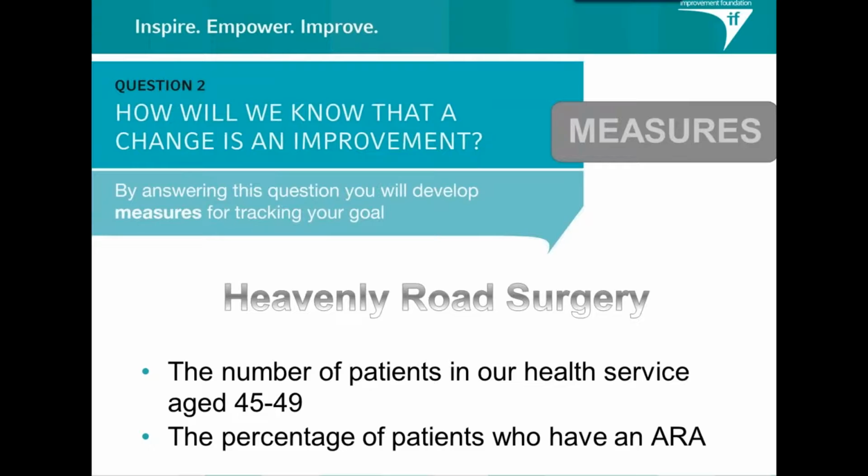Well, they can find out from their systems how many 45 to 49-year-old patients they already have. And then they can find out how many of those patients have already had an ARA, or an absolute risk assessment, using the cardiovascular risk assessment tool. So they can get that information.